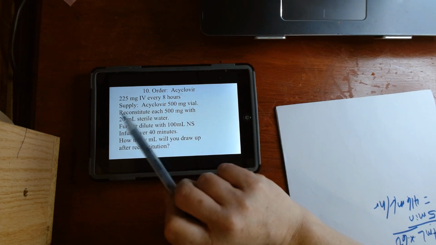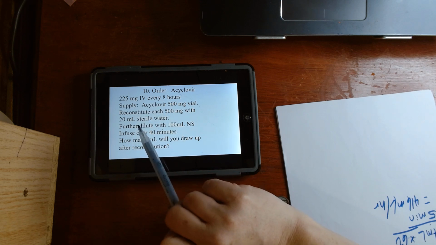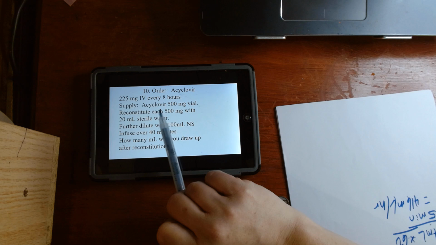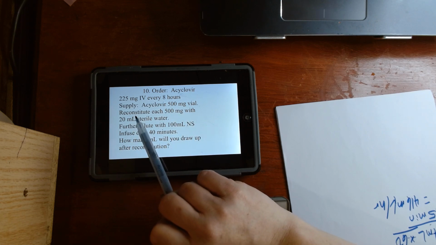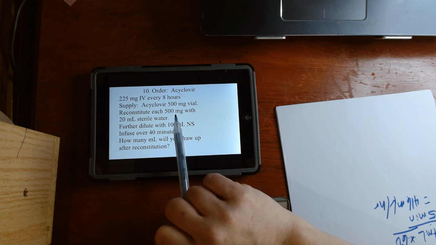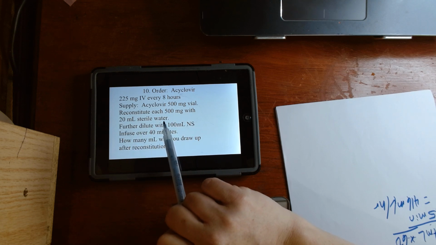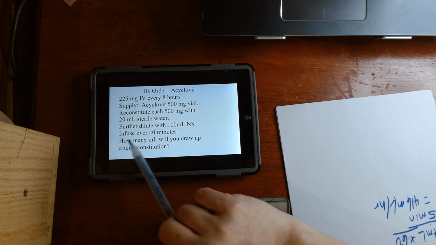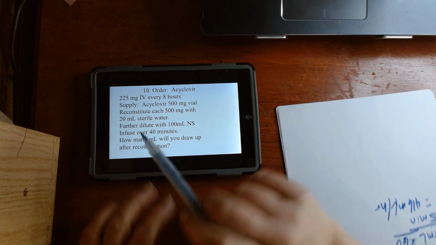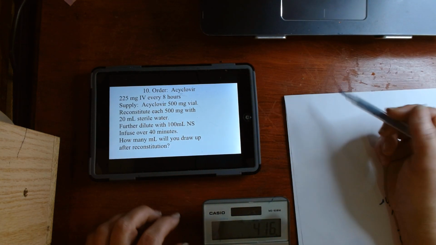Order: acyclovir 225 milligrams IV every 8 hours. Your supply is acyclovir 500 milligrams, and you have to reconstitute each 500 milligrams with 20 milliliters of sterile water. Then you're going to further dilute it in 100 milliliters of normal saline and infuse it over 40 minutes. But this question wants to know how much you're going to pull out of there.